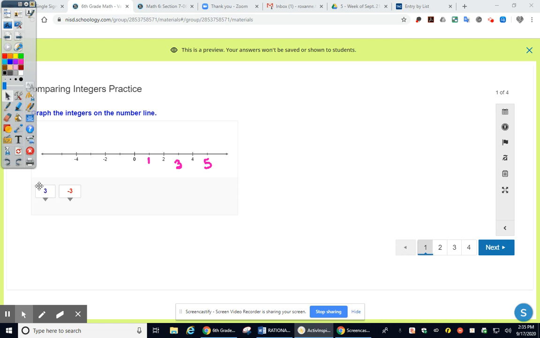Okay, so it's pretty plain to see that positive 3 would be to the right of 0 on your number line, going 3 spaces over. So 1, 2, 3 is where we put 3. Because remember, all positive numbers go to the right of 0 on the number line.